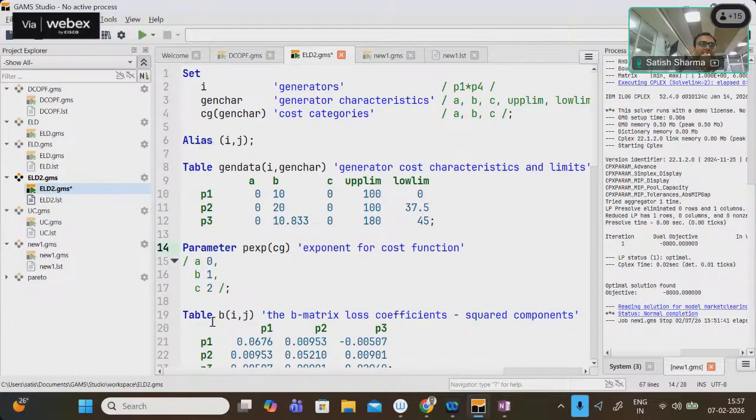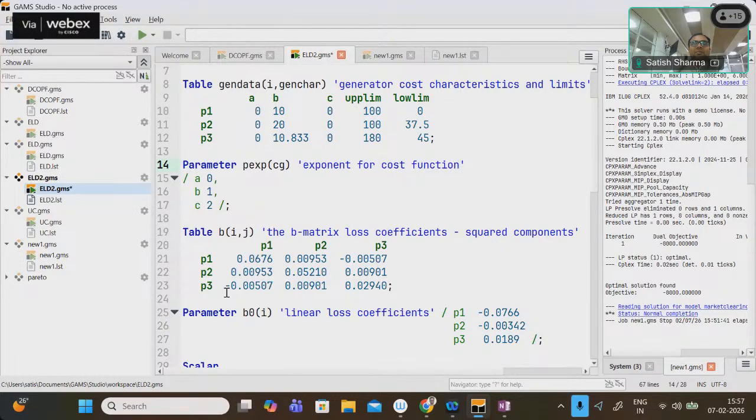Here are basically different exponents of the cost function. So this A is with P power 0, B is with P power 1, and C is with P power 2. So the C coefficient is the second order for this particular code, and A's coefficient is basically the constant one. These are the power parameters we have defined.